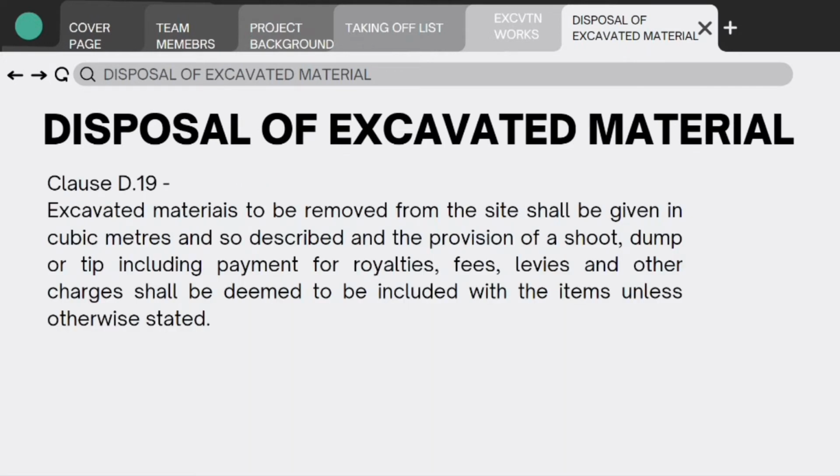Disposal of excavated material shall be given in accordance with clause D19. Disposal off site: excavated materials to be removed from site shall be given in cubic meters and so described, and the provision of a chute, dump or tip, including payment for royalties, fees, levies and other charges, shall be deemed to be included with the item unless otherwise stated.